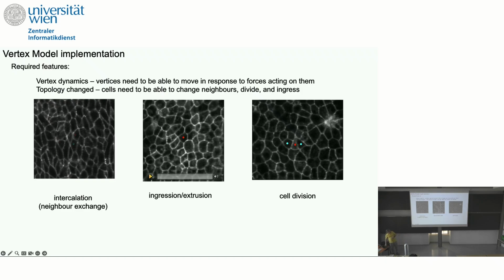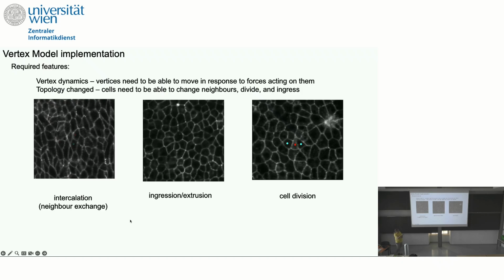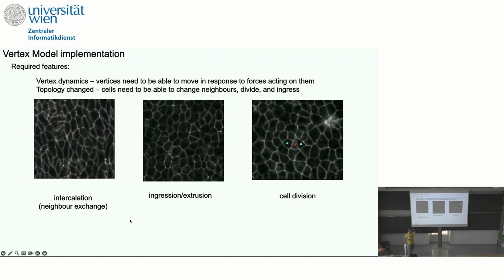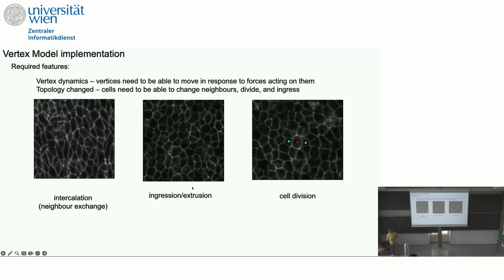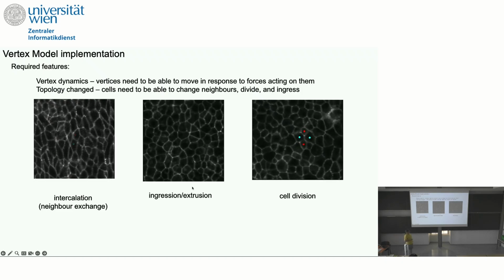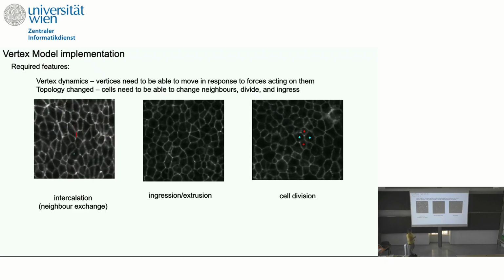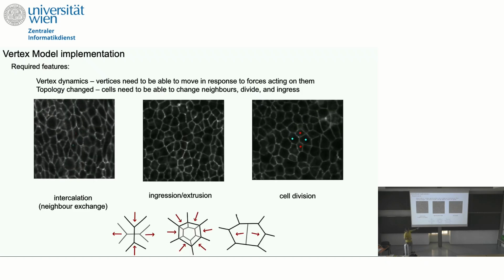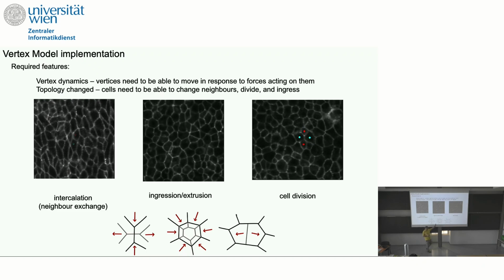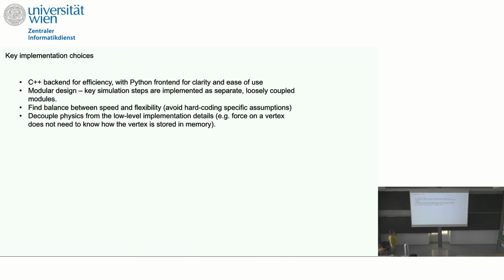This was an ingression. The cell shrunk and went down, right? And then cells also divide. So these are all the typical cellular behaviors, and you want to be able to implement them. If you want your code to be of any use, you need to have all of these things.